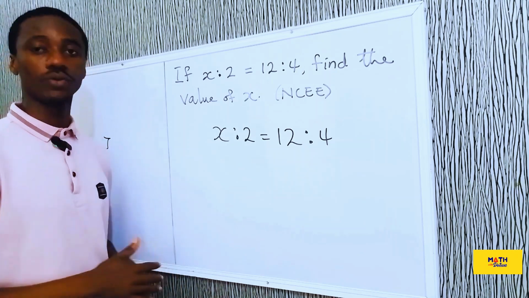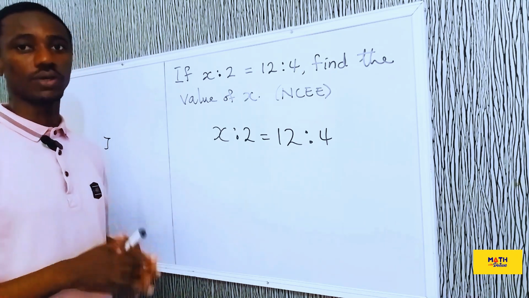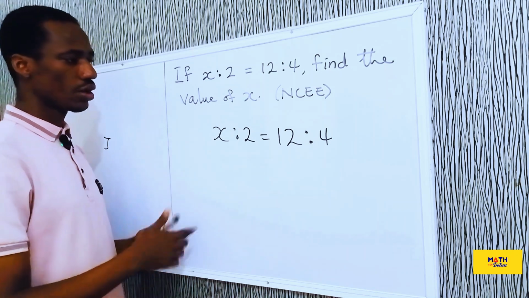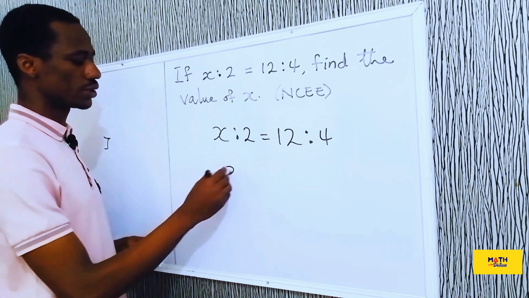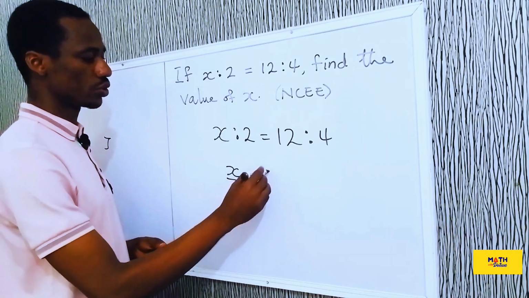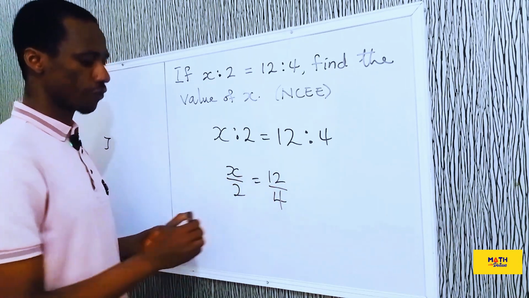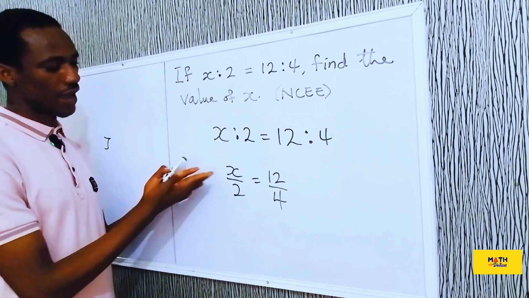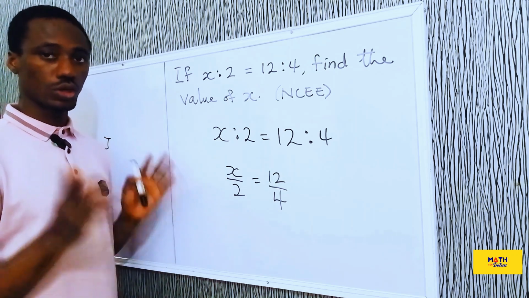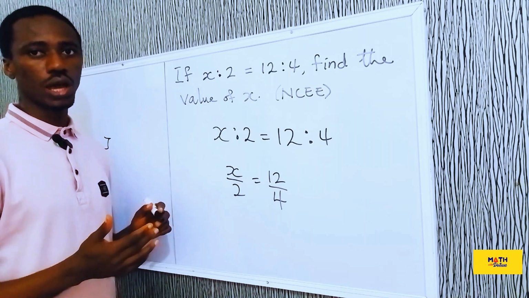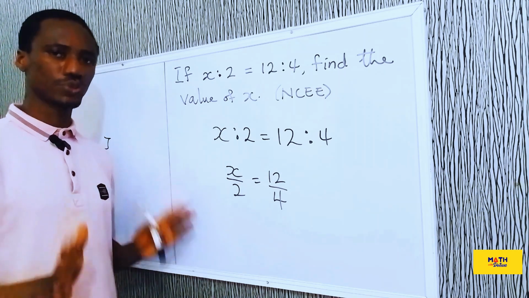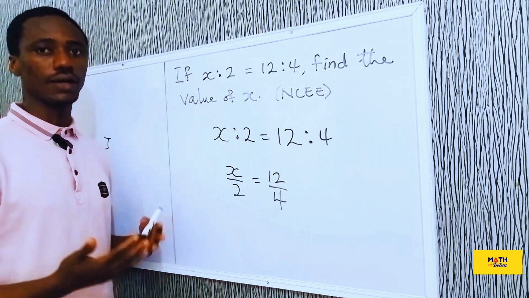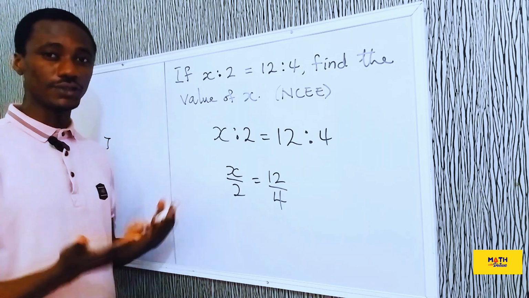All right, remember that we have equivalent ratios just like we have equivalent fractions. So you can write this as a fraction, although you can still evaluate it without doing that. So I can write x over 2 equals 12 over 4. To find this the easy way, we're going to use two methods. I'll show you how to do it like a normal primary school student, and then I'll also show you how to do it with algebra, if you have learned algebra.